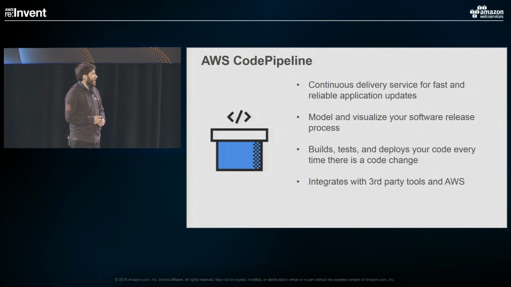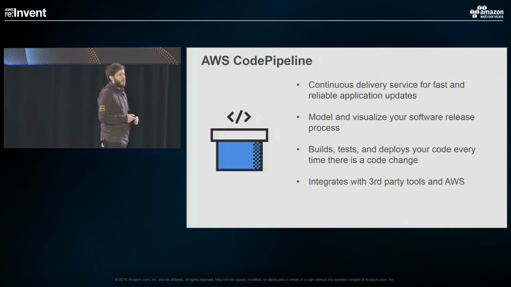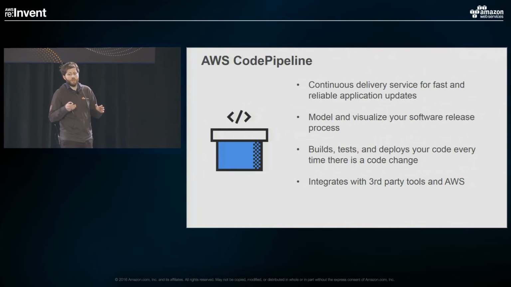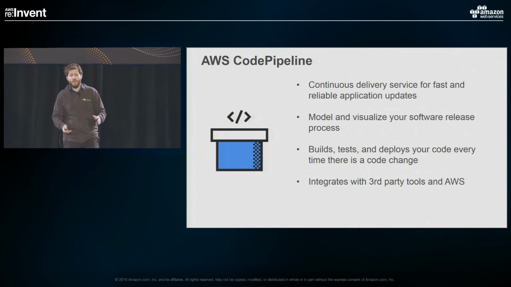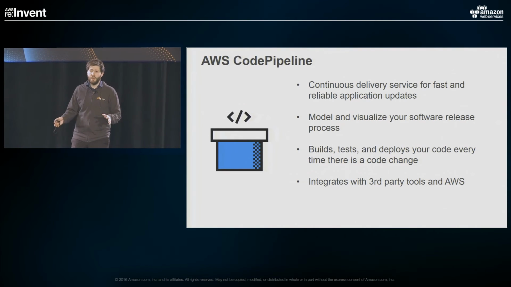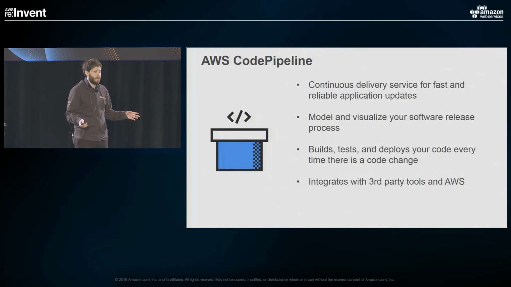CodePipeline is a continuous delivery service that helps you automate your software release process. Imagine that a developer pushes his code to GitHub, and CodePipeline automatically triggers a build process, generating an artifact, having that artifact tested, staged, and deployed to production, all in an automated way, fully visualized.